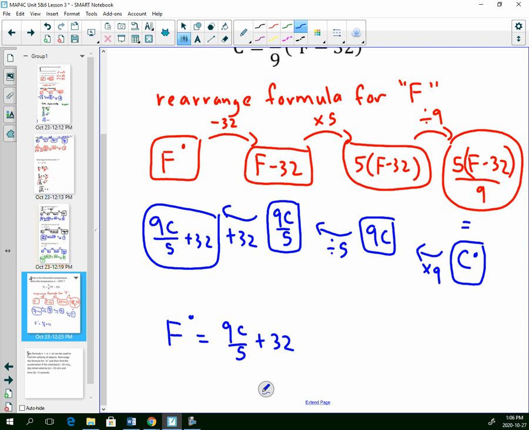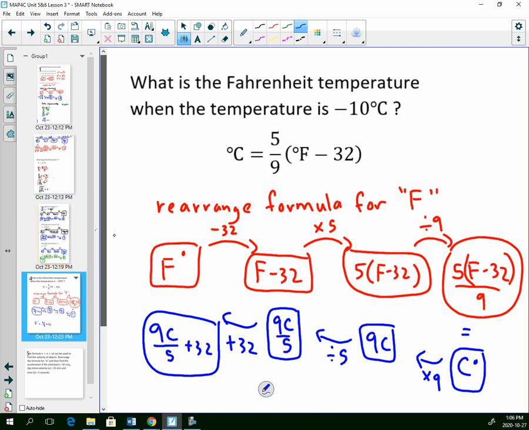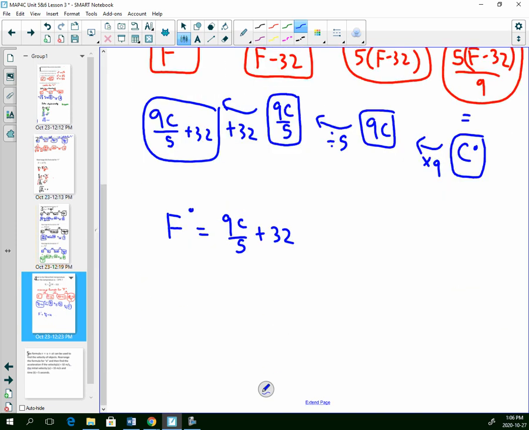So now I can answer the question, what is the Fahrenheit when the temperature is minus 10? So now I can just put in minus 10 for C and then determine what the temperature would be in Fahrenheit. So oftentimes it's easier to rearrange the formula first and then plug in the numbers. So let's see what we get. So the temperature would be 14 degrees Fahrenheit. Okay, that would be minus 10 Celsius. All right.